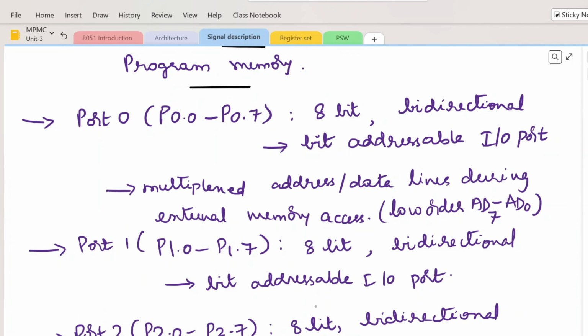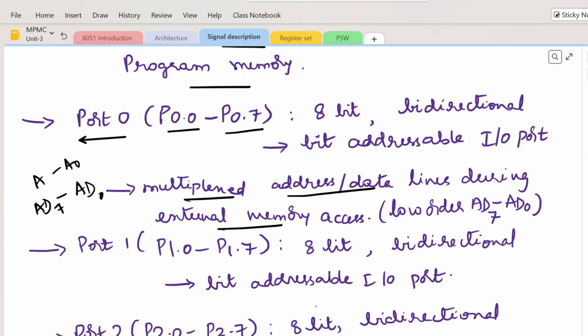Port 0. Port 0 is an 8-bit bidirectional bit addressable IO port. It has 8 pins, P0.0 to P0.7. Along with IO, it can also be used as multiplexed address and data lines during external memory access, especially as the lower order address data bus. Whenever ALE is 1, during the first machine cycle, it carries the address A0 to A7, and during the next machine cycle, it carries the data D0 to D7.